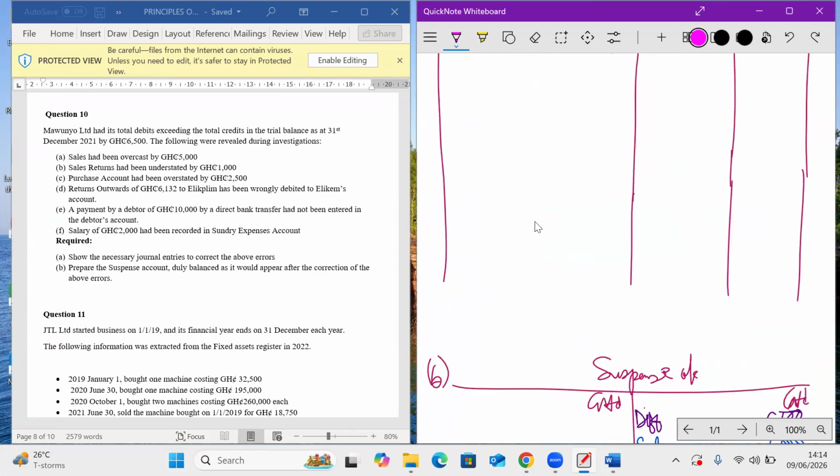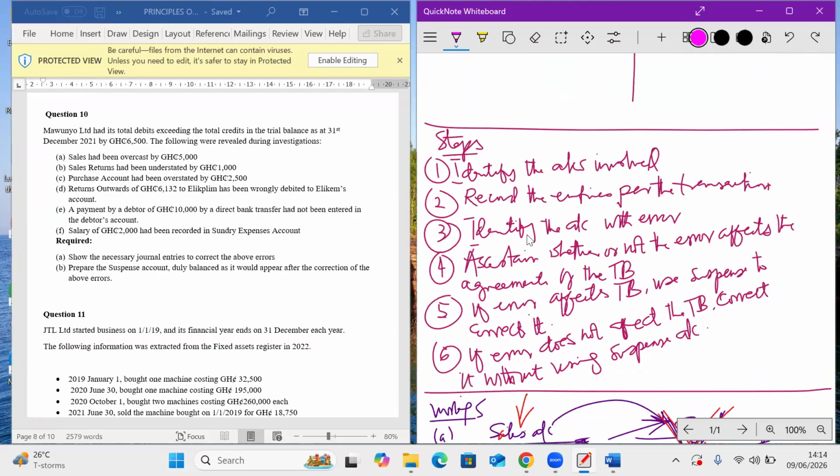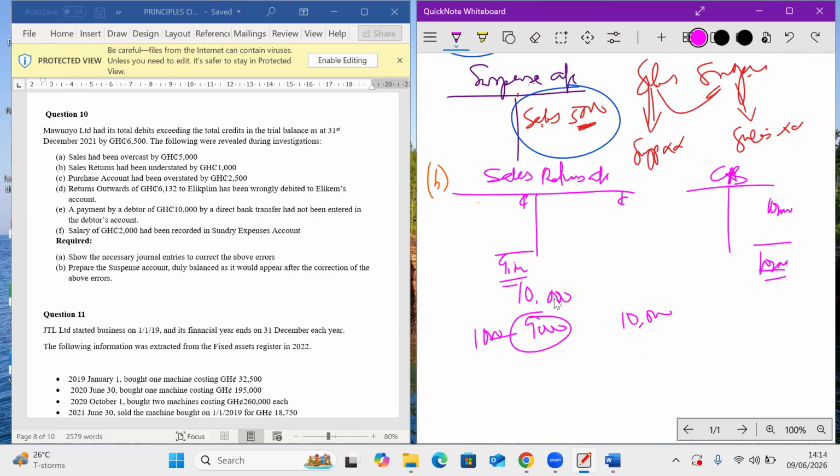I'm taking my time. The next one, I'll move very, very swiftly. I'll move very fast. Now, let's go. What's the next step? If error affects the trial balance, use suspense account to correct it. So now we've understood that it affects the trial balance, right? Yes. So if it affects the trial balance, we use suspense to correct it.